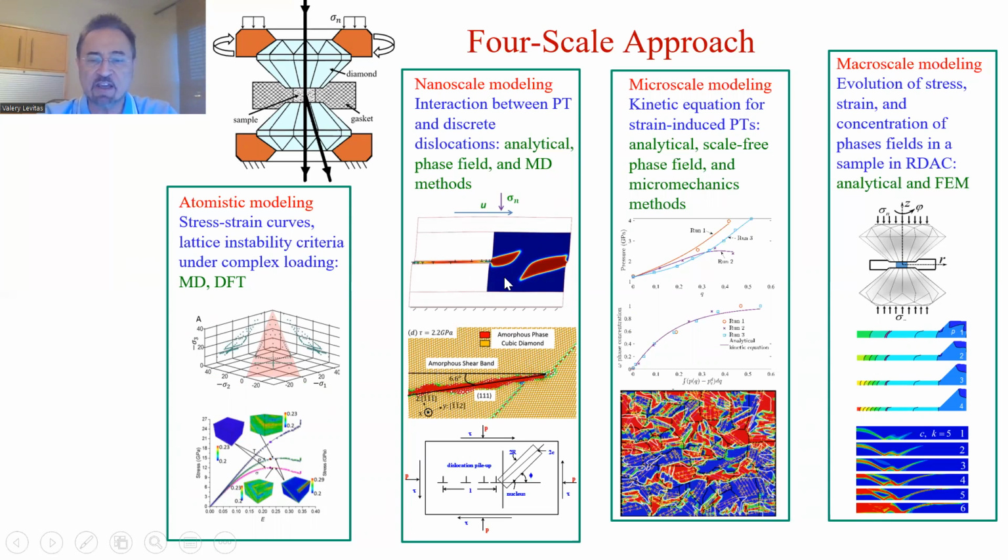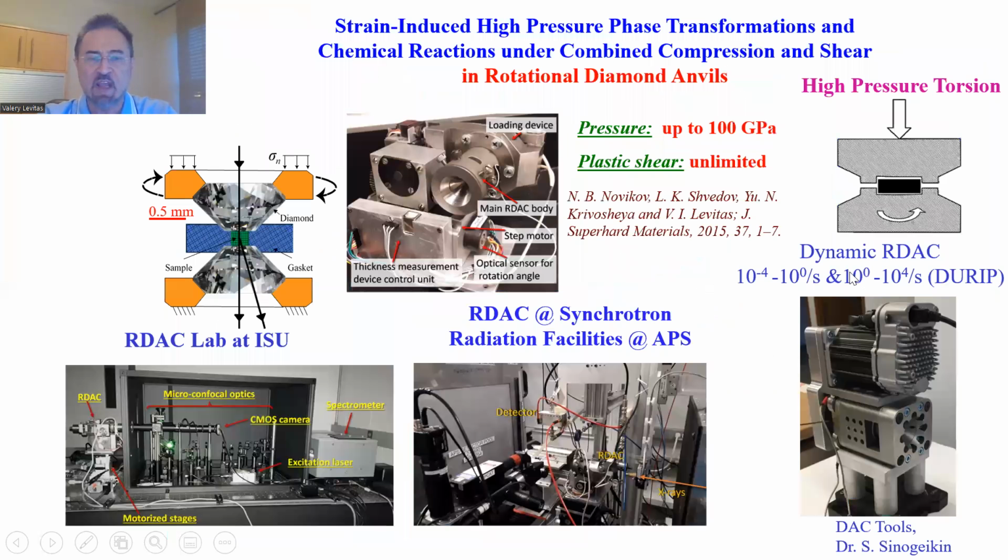And at the microscale, we develop completely different microscale phase field approach to solution of the same problem, and also use micromechanics to derive a kinetic equation for strain-induced phase transformation, which we use as part of our macroscale model. And we apply this model to describe behavior of sample in rotational diamond anvil cell.